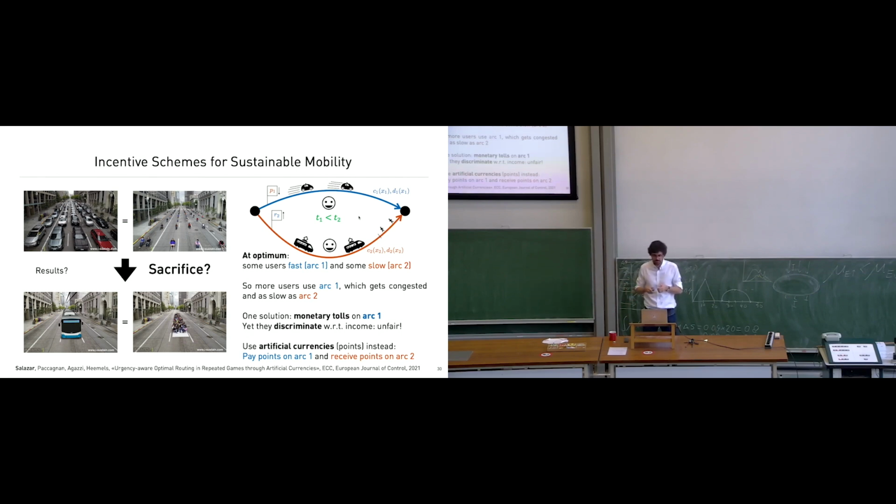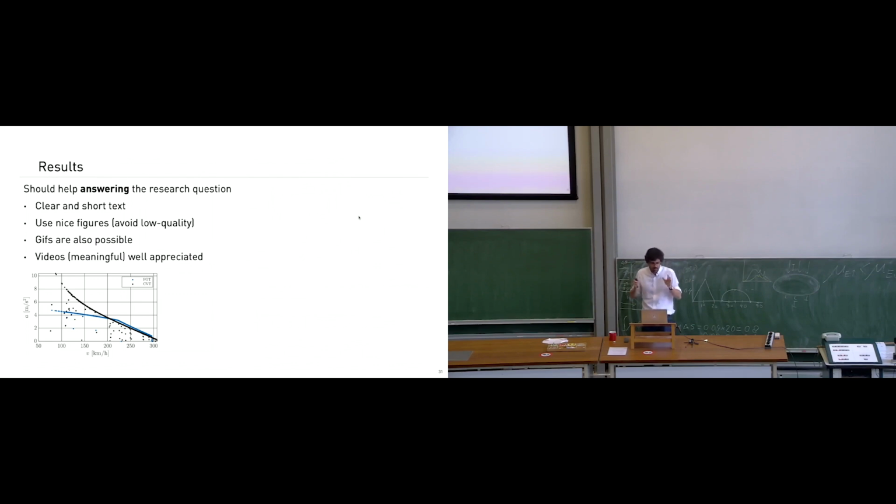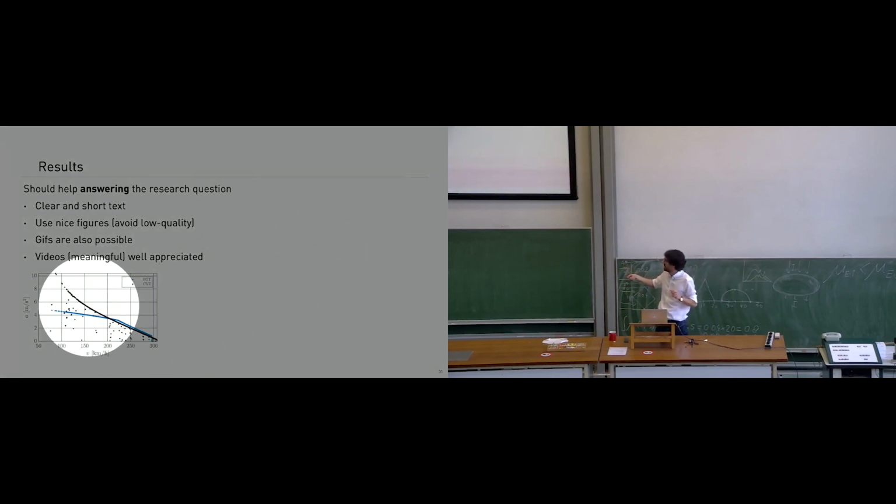Some examples. You can use clear and short text and nice figures, I was saying. This is one of our wow slides. This was with emotion. We show what the acceleration you can attain is, depending on the speed you have with the car. And it depends which kind of transmission you have.